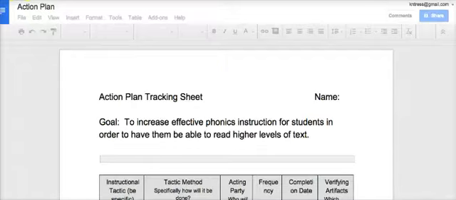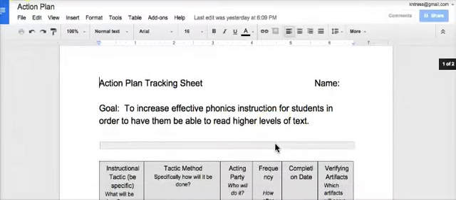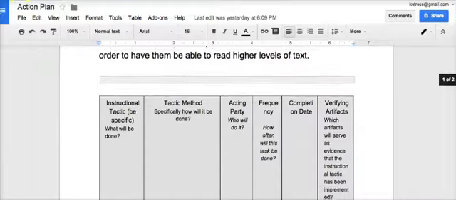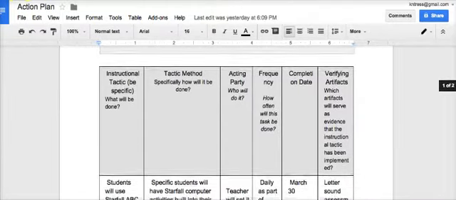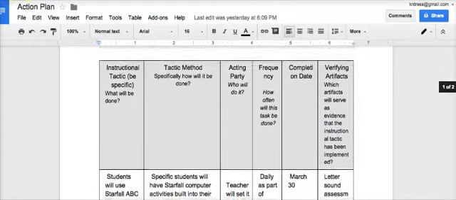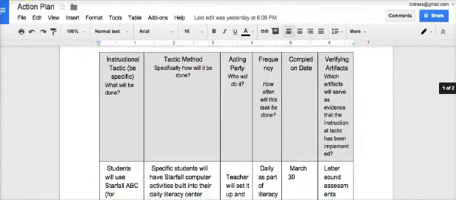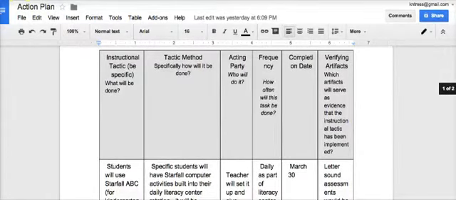It's loading here. Our goal with our action plan was to increase effective phonics instruction for students in order to have them be able to read higher levels of text, which was the ultimate goal. On this action plan, we listed our instructional tactics, the tactic method, the acting party, the frequency of how often these tasks would be done, and the completion date, as well as the verifying artifacts, so evidence that the instructional tactics had been implemented, and we rated their effectiveness.